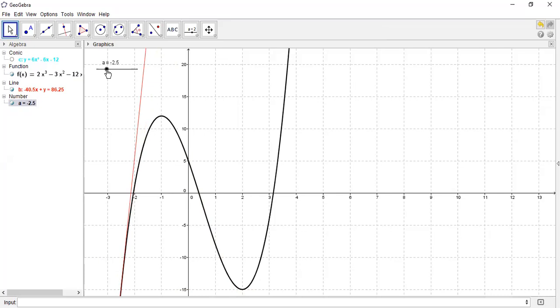So I want you to watch what the slope is doing. That red line has a very positive slope at the moment, 40.5. I know that's negative, but you'd have to move that over. y equals plus 40.5.